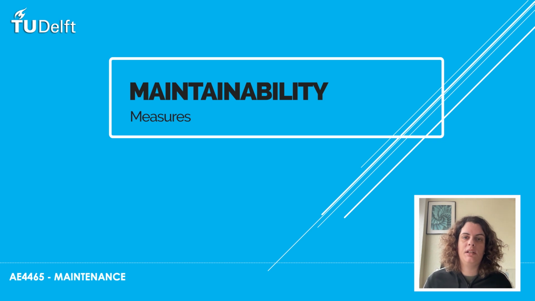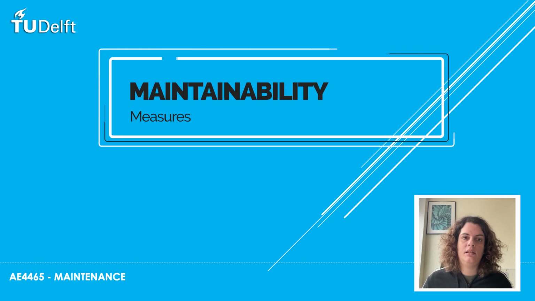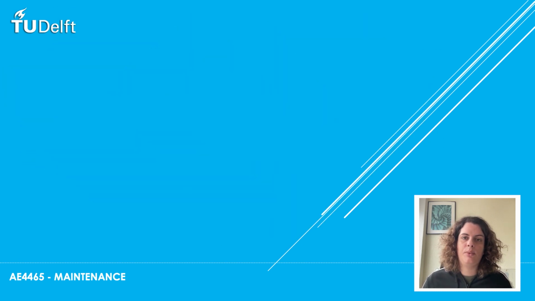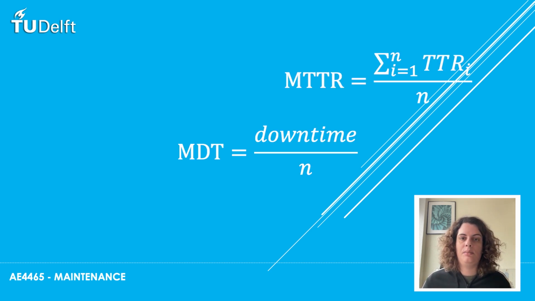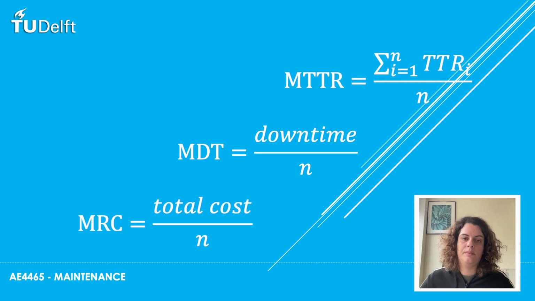Another important aspect of RAMS analysis is the aspect of maintainability. Maintainability has to do with the time that you spend doing the repair itself. And we are going to talk about three important metrics for maintainability: the mean downtime, the mean time to repair, and the mean repair costs.